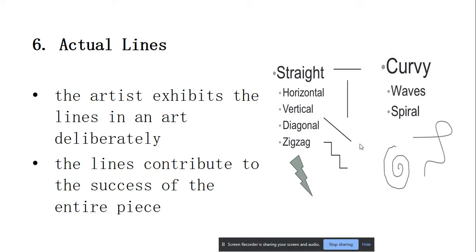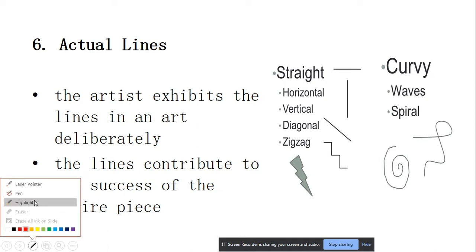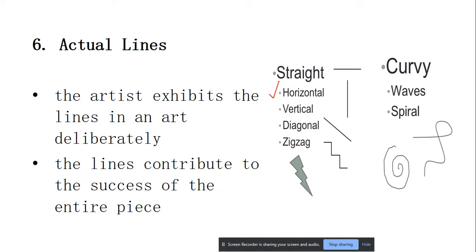And we also have these actual lines. This one, the artist exhibits the lines in an art deliberately. The lines contribute to the success of the entire piece. For the straight lines, we have the horizontal, horizontal again, vertical, diagonal, and also zigzag. And for the curvy lines, we could have waves and spirals. It's like this. Waves and spirals.